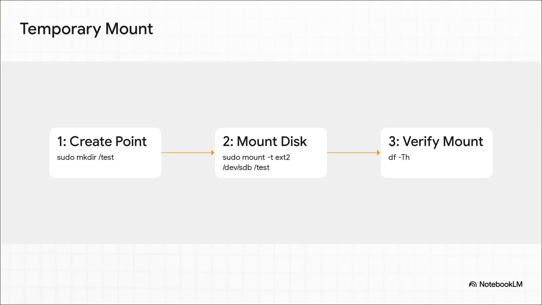So let's walk through it. A temporary mount is a super simple three-step process. First, we create our doorway, which is just a directory. We'll call it /test. Second, we use the mount command to connect our disk /dev/sdb to that new directory. And third, we verify again with df -Th to see our new file system listed and ready for action.